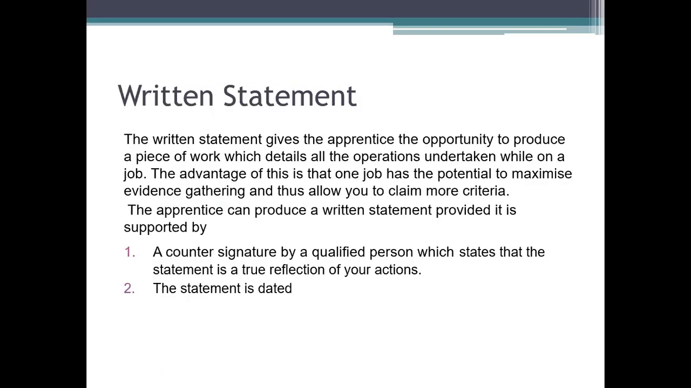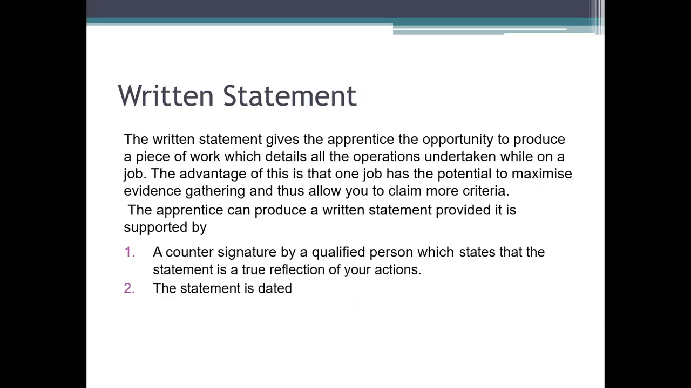Okay, so now we go on to written statements. Almost the meat and potatoes of evidence gathering, really. The written statement gives the apprentice the opportunity to produce a piece of work which details all the operations undertaken while on a job. And the advantage of this is that one job has the potential to maximize evidence gathering and thus allow you to claim more criteria.